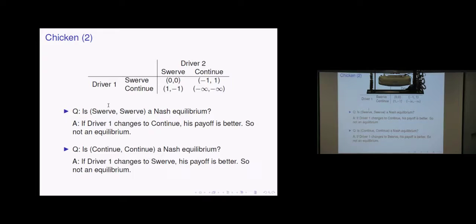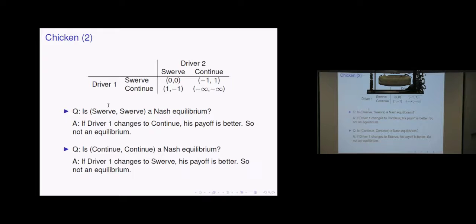Now, for driver 2, suppose we are in this situation, continue swerve. If driver 2 changes his strategy, from swerve to continue, his payoff changes from -1 to negative infinity, again getting worse, right? So this is a Nash equilibrium, right?